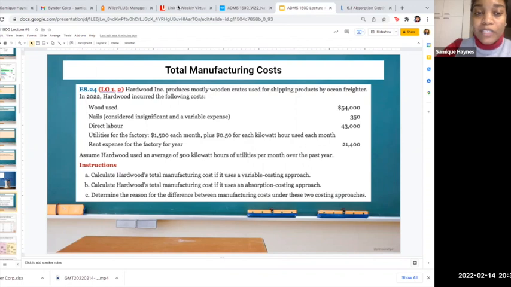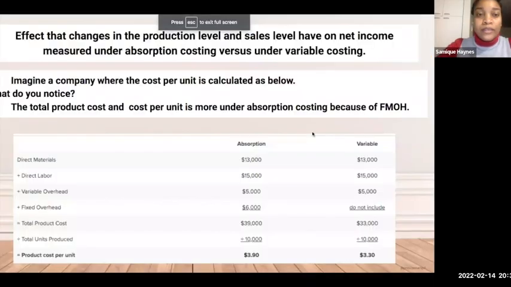So I'm going to leave this one for you to do as your homework, so you can see for yourself that you're practicing what we've just learned before. This part is easier because you're not expected to do the actual income statement, but just to understand how to calculate the manufacturing cost under the variable costing approach and how to do it under the absorption costing approach. All right.